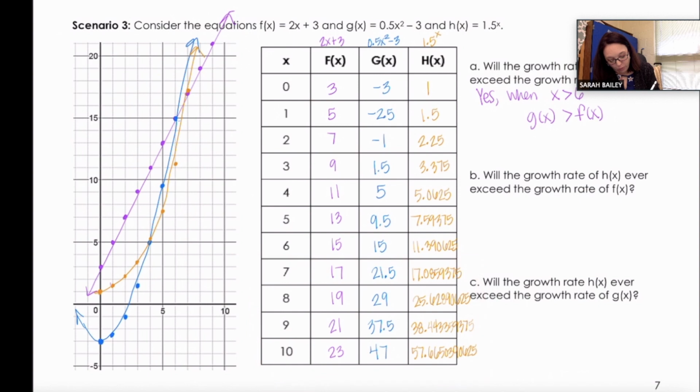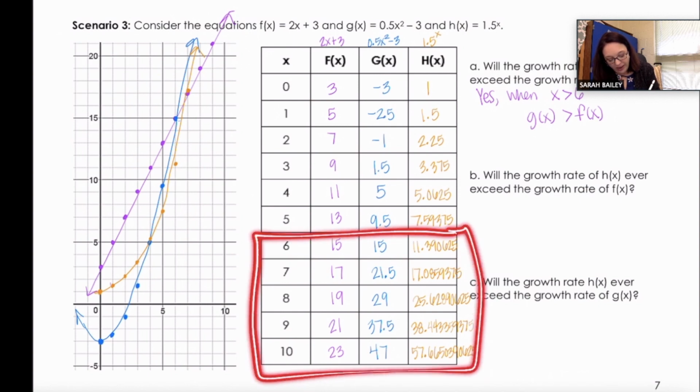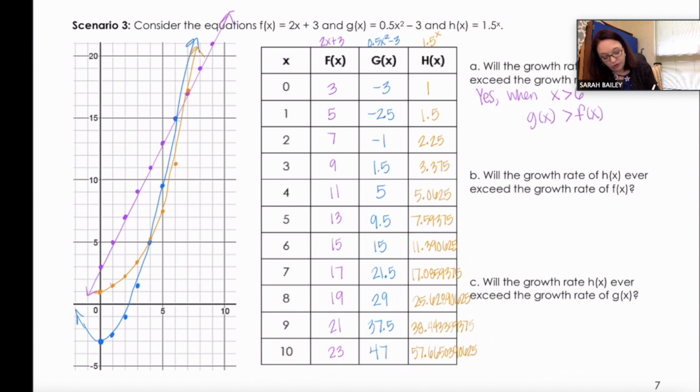So if I actually go back 1, when x is 6, f of x is 15, h of x is 11.39, so h of x is smaller here, but as soon as we get larger than 6, then h of x becomes larger than f of x. So the answer here is yes, when again, x is greater than 6, then h of x becomes larger than f of x.